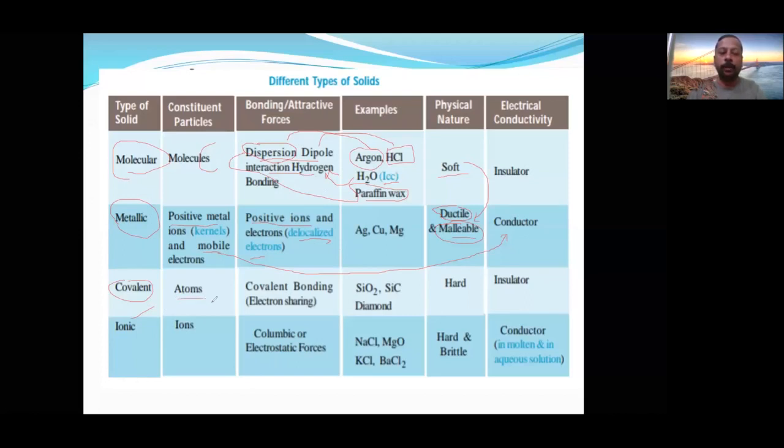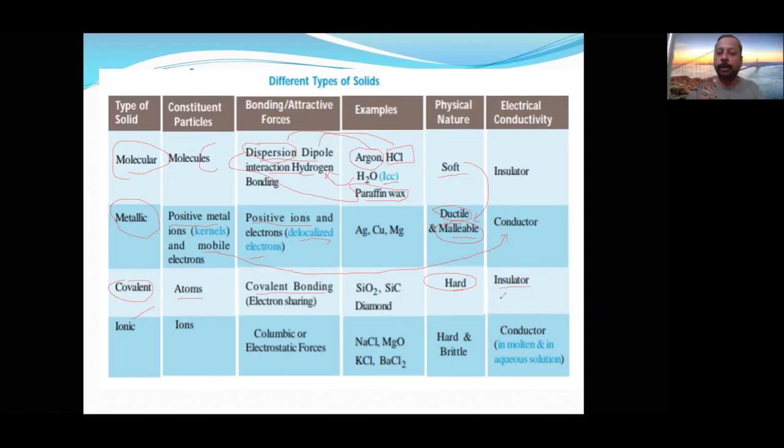Covalent solids have constituent particles as atoms, and the bond between them is a covalent bond, which arises due to sharing. Examples are SiO2, silicon carbide and diamond. Due to the presence of strong covalent bonds, they are extremely hard, and they are insulators due to the absence of any unpaired electron.